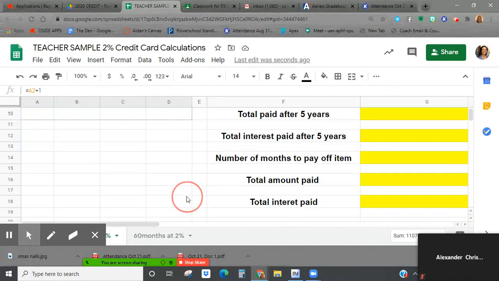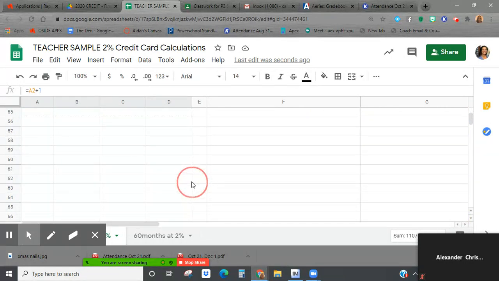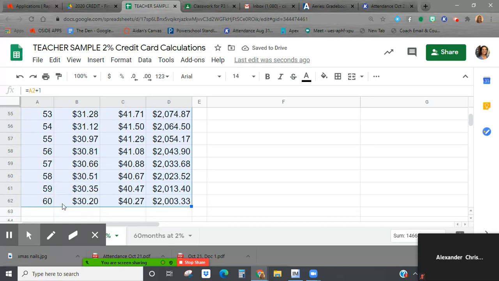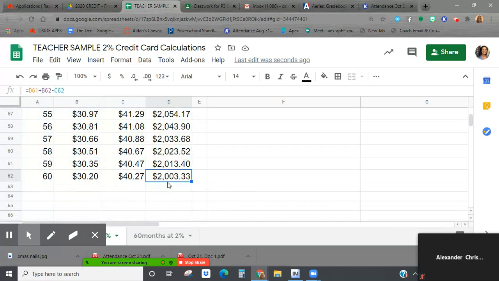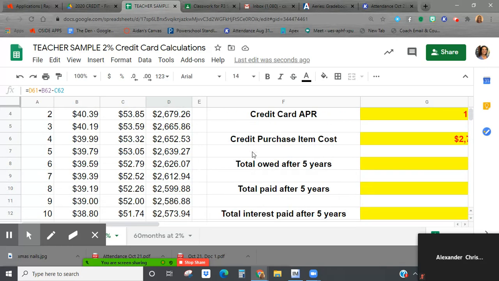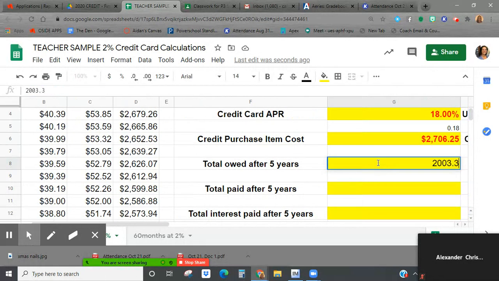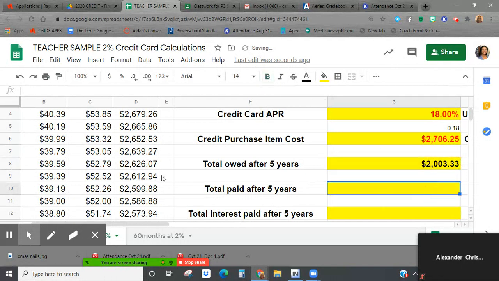We need to drag all the way down to 60 months. That's going to land right on the 62nd box. Notice that mine says 60 months down to here. This is the first total that we're asking for up in the other yellow boxes. It says, what is the balance owed after 60 months? So I'm going to go grab this balance owed, and I'm going to go up and put it. Total owed after 5 years is $2,003.33. Again, your number is going to be different because you have a different interest rate and a different balance.